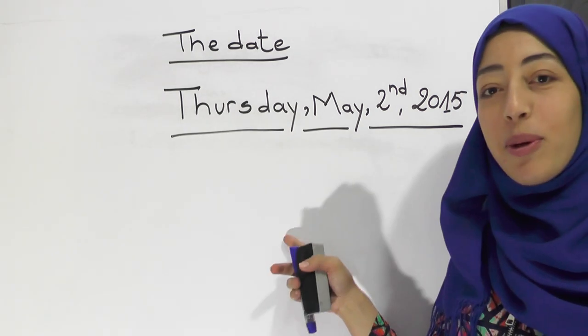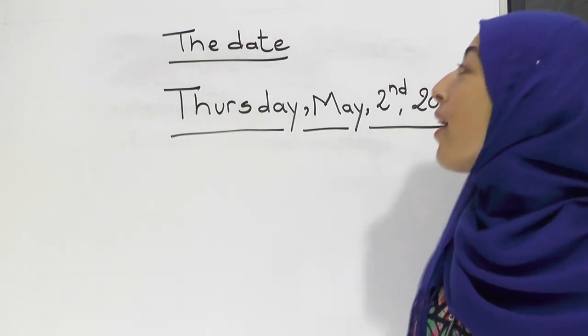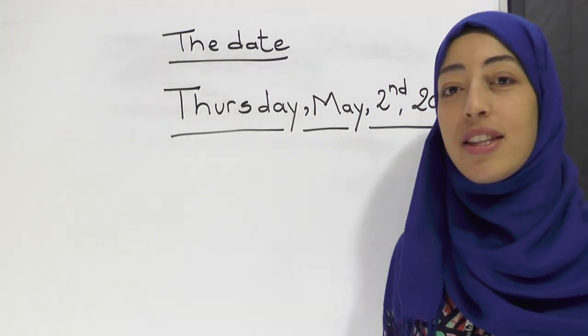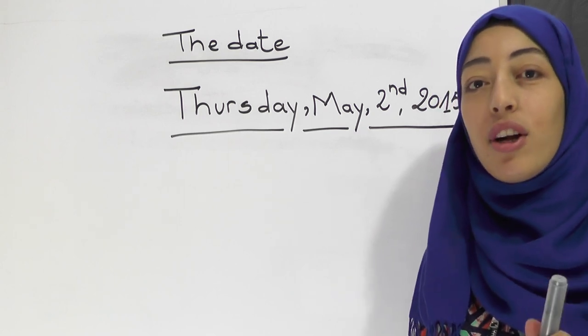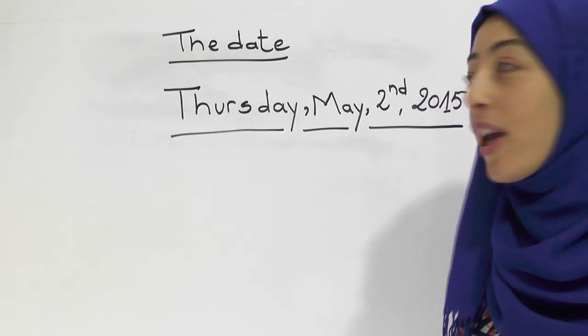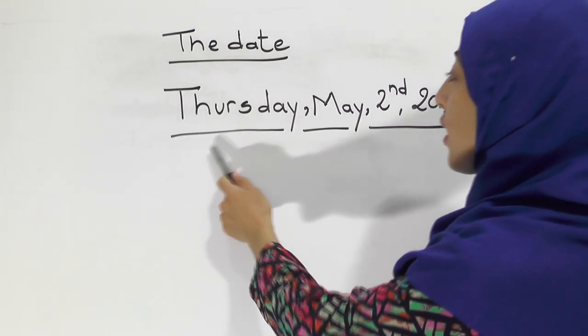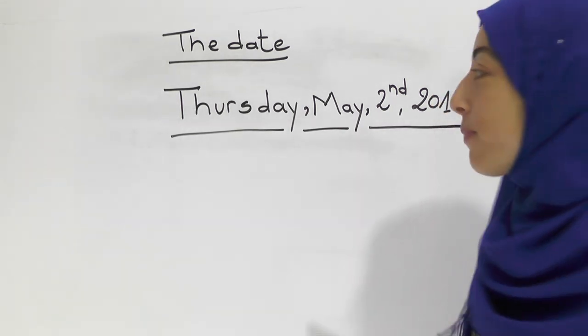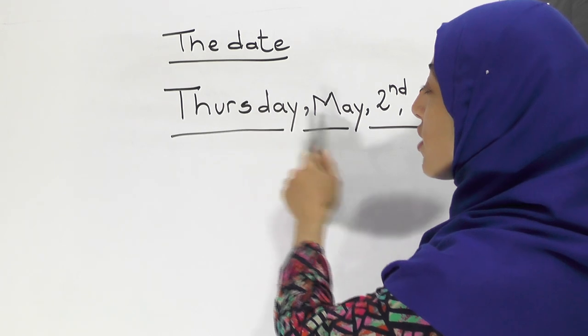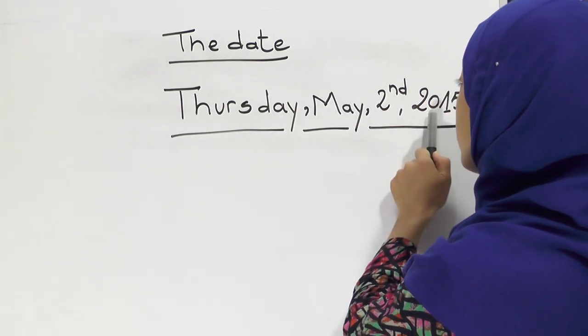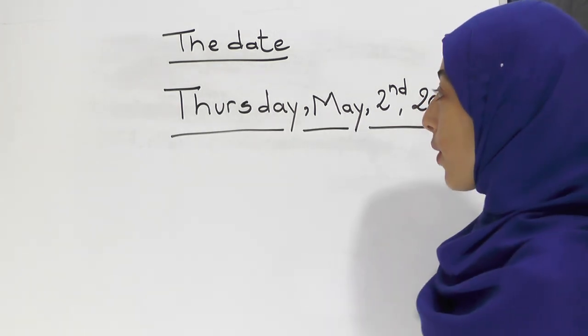If you noticed, we will be using the whiteboard. So today's lesson is the date. We have to learn how to write the date, okay? So I give you an example here. This date, Thursday, May 2nd, 2015, okay?